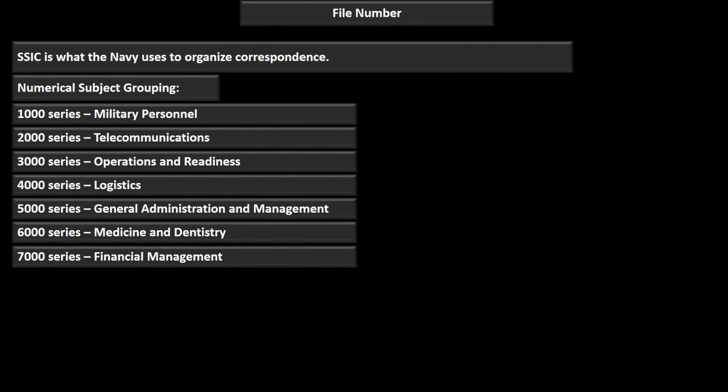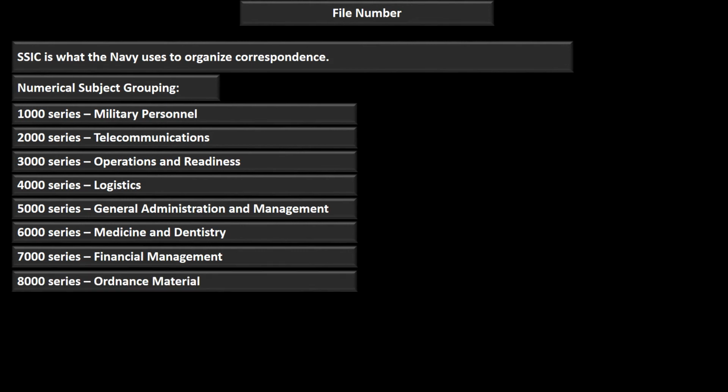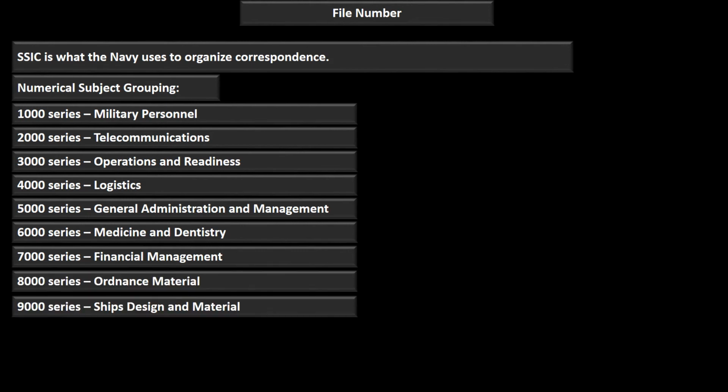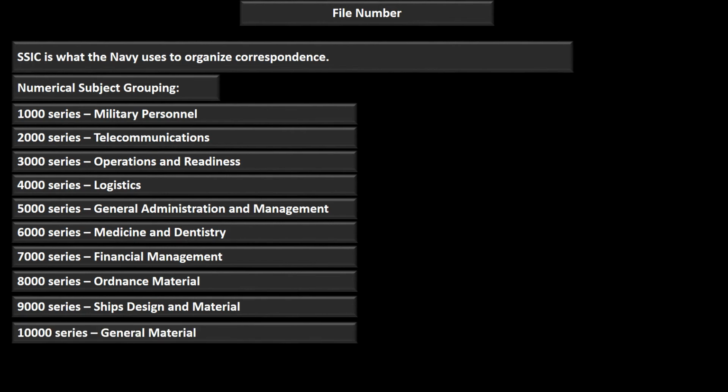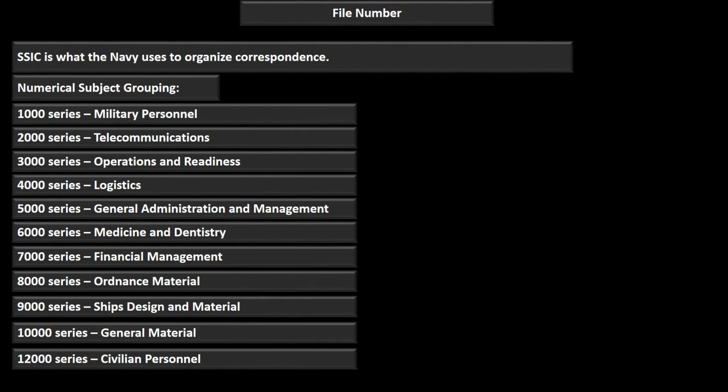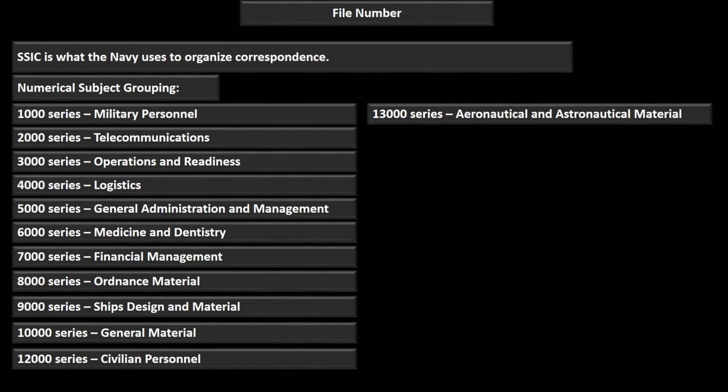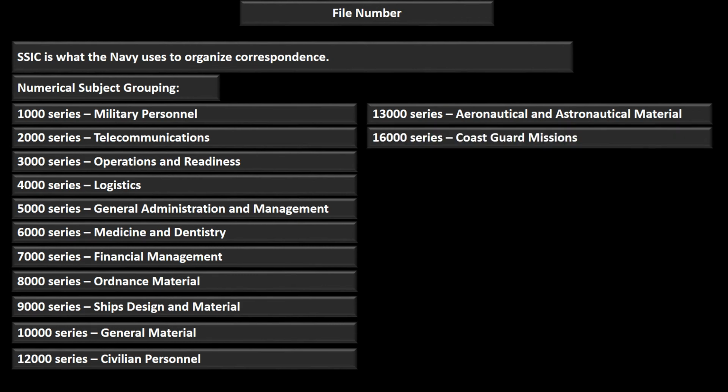Medicine and dentistry, 7,000 financial management, 8,000 ordnance material, 9,000 ships design and material, 10,000 general material, 12,000 civilian personnel, 13,000 aeronautical material, and then our 16,000 that has to do with Coast Guard missions.